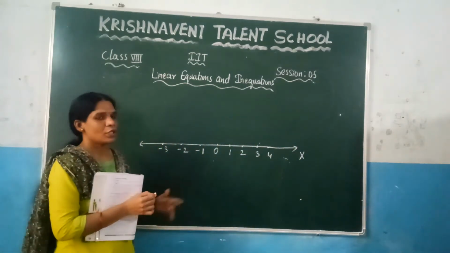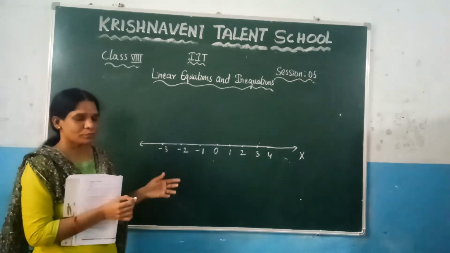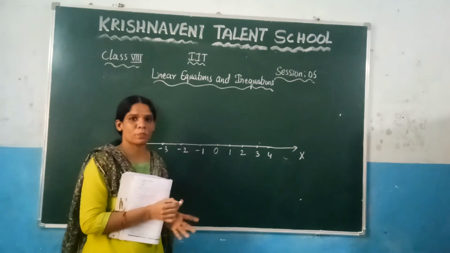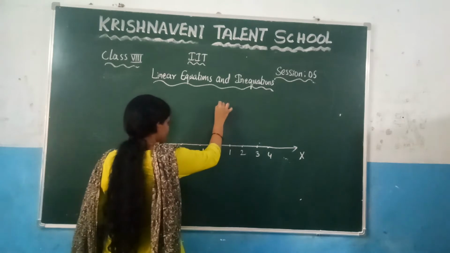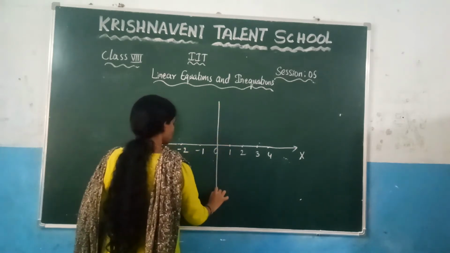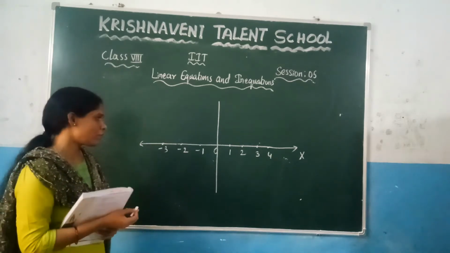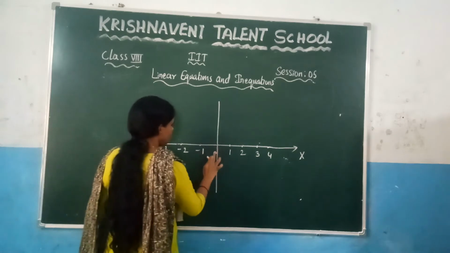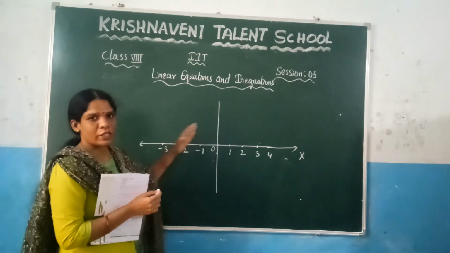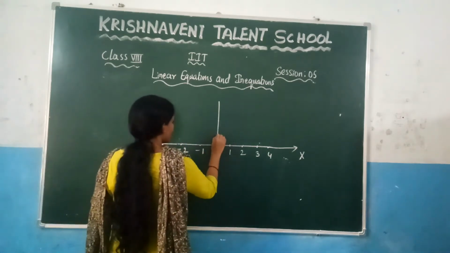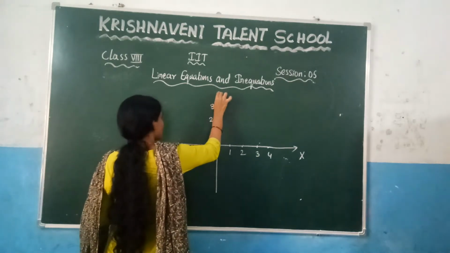After that you need to draw one vertical line. How do we draw it? Such that these two lines are perpendicular. So at point O you need to draw one line perpendicular to the x-axis. This is O. Above O you need to write the positive numbers, so write 1, 2, 3, and it goes on like this.